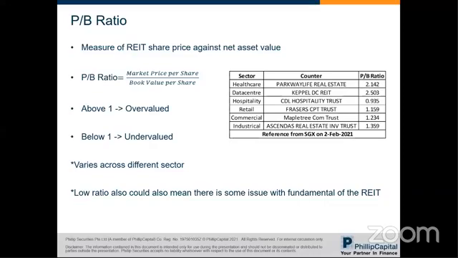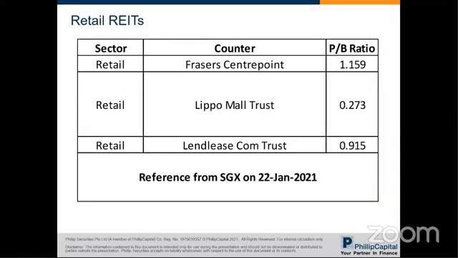One thing is sometimes we see a very low price to book ratio. It also means that there are some issues with the fundamentals of the REIT. So when we compare price to book ratio, we need to compare REITs that are inside the same category also. So here is another example.